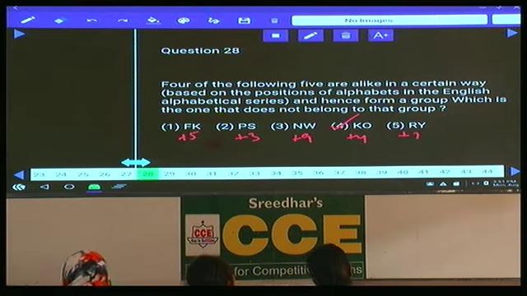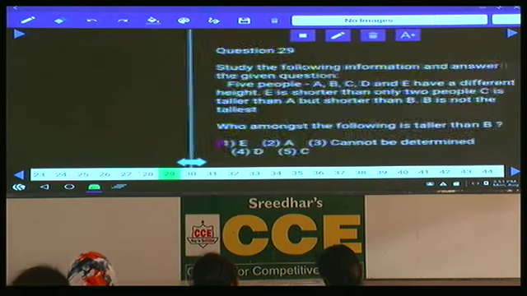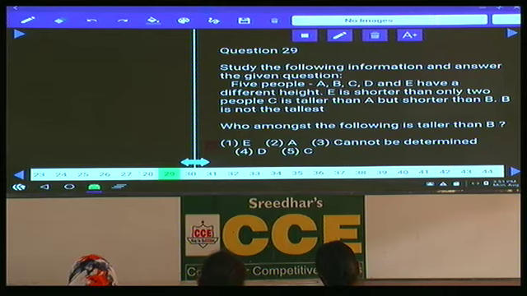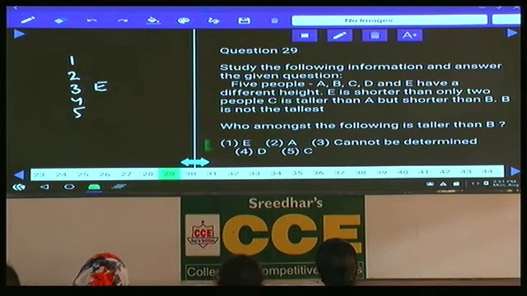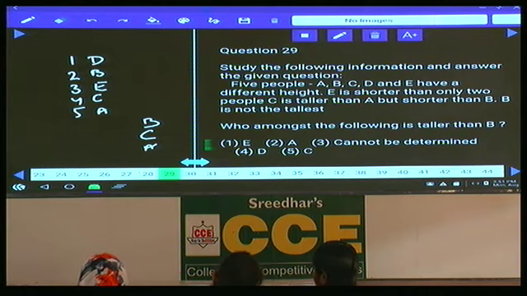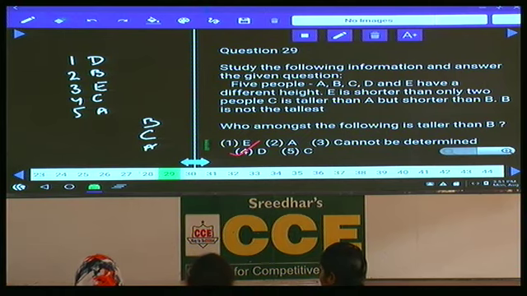Then question numbers 29 and 30. Now in this one, 5 people have different heights. These 5 people are being compared in their heights, 1, 2, 3, 4 and 5. E is shorter than only 2 people, so E must be at the third place. And C is taller than A but shorter than B. And B is not the tallest, so this is B, C, A, and this person is D. Then who among the following is taller than B? D is taller than B, choice 4.